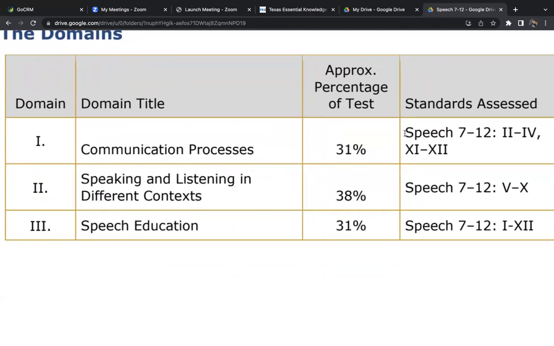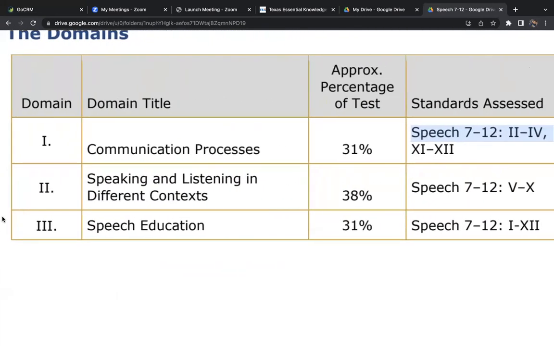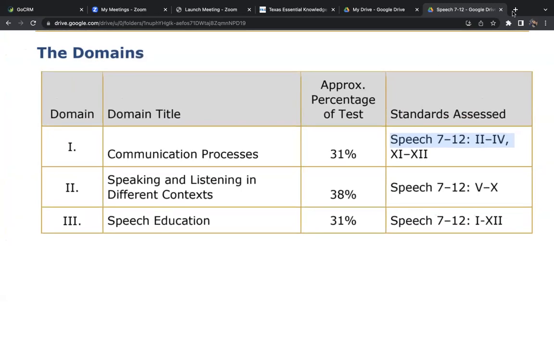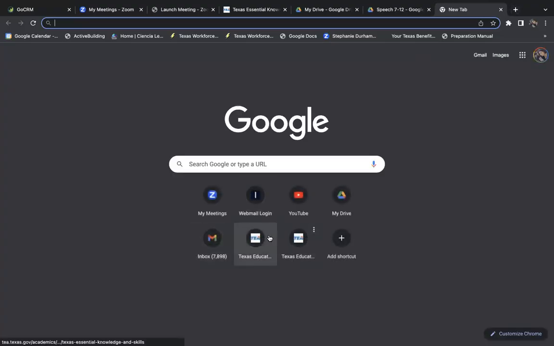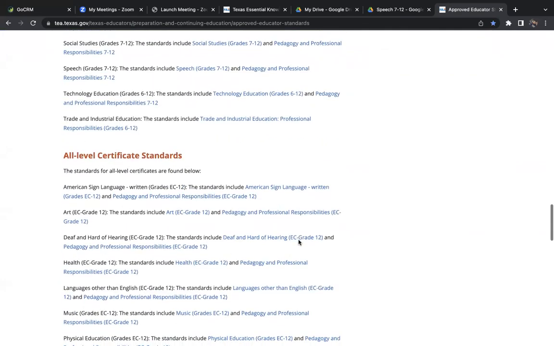And over here on the side, it tells you what speech standards are being assessed in that domain. So it's standards 2 through 4, and then standards 11 and 12 make up that domain 1. And so we can go here, and I'll just open it up on the TEKS website so we can go back and forth.